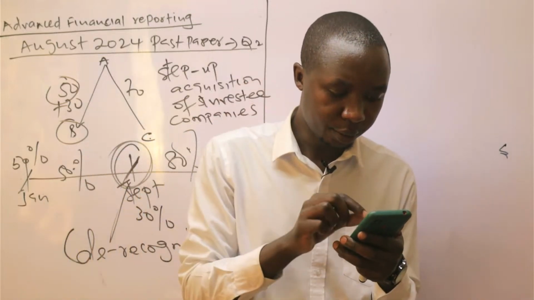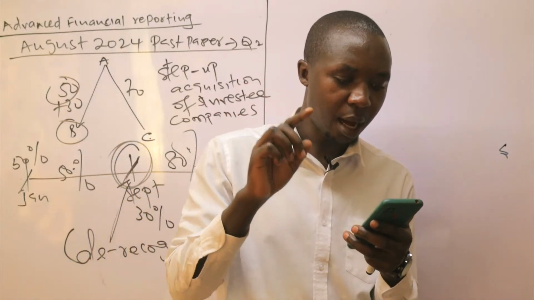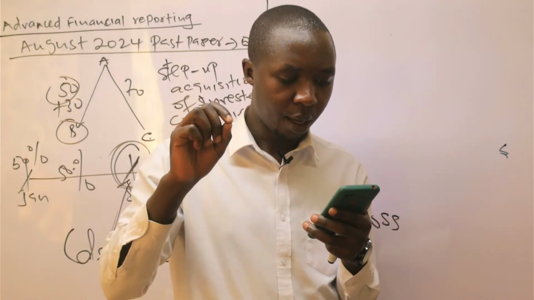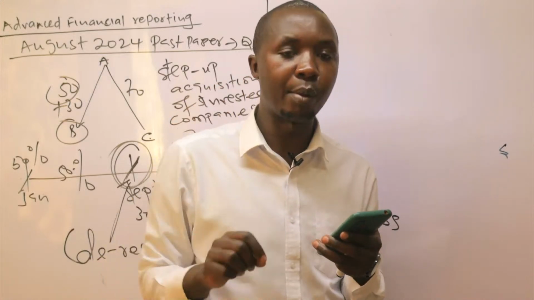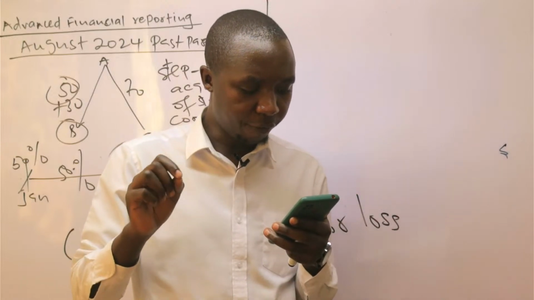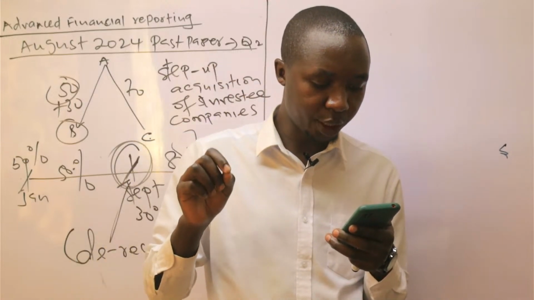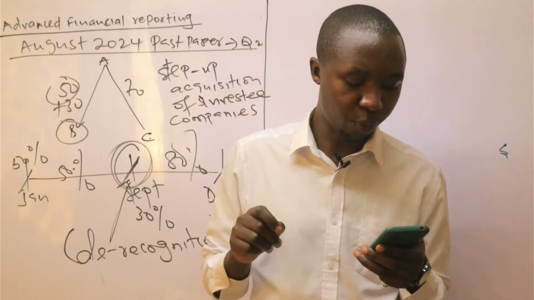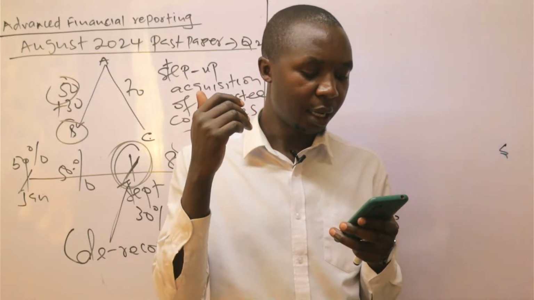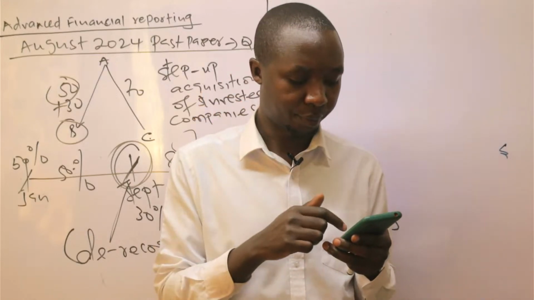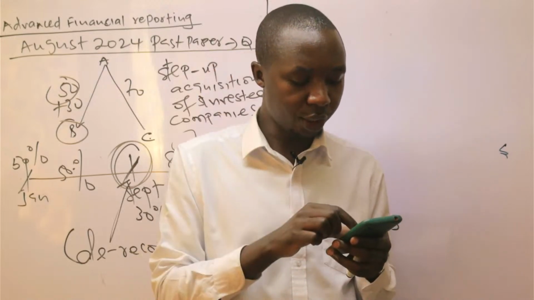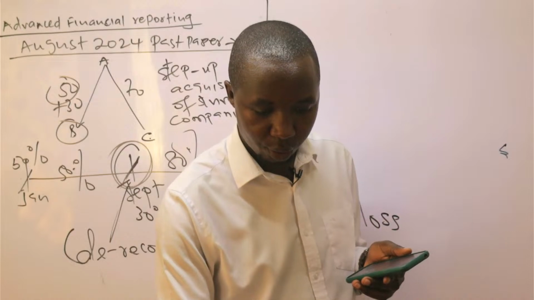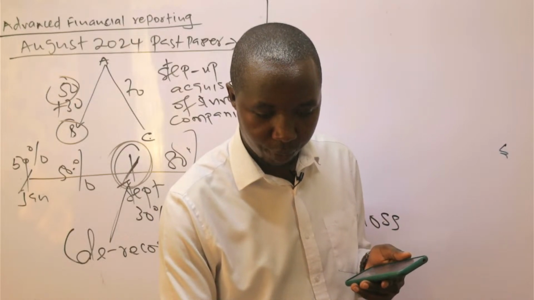It says, Pata Limited, a quoted company which operates in the agricultural sector, has investments in a number of companies. The following financial information relates to Pata Limited and its investment companies. You have been provided with a statement of profit or loss, and you are given an extract of equity. Let's go through the additional information one by one.